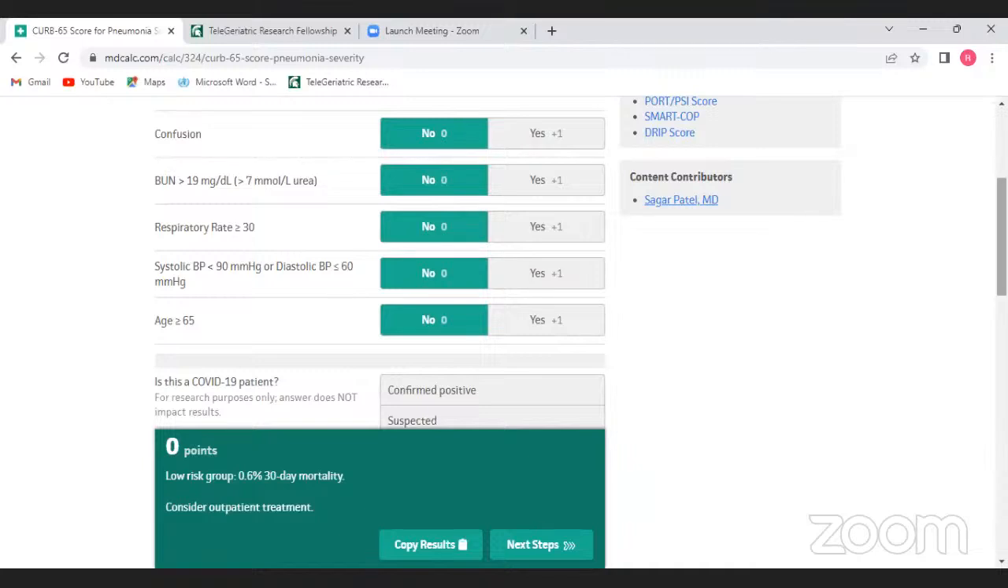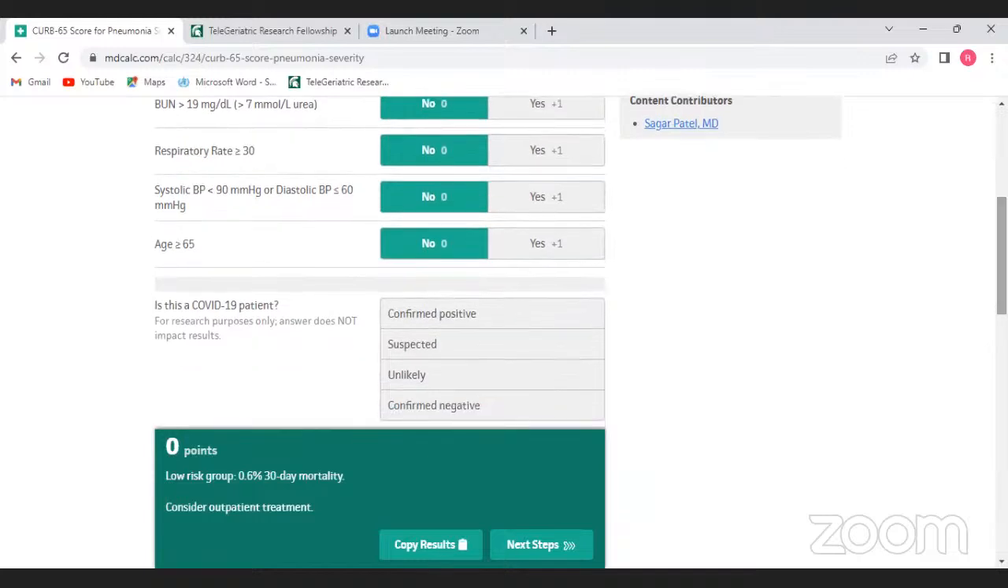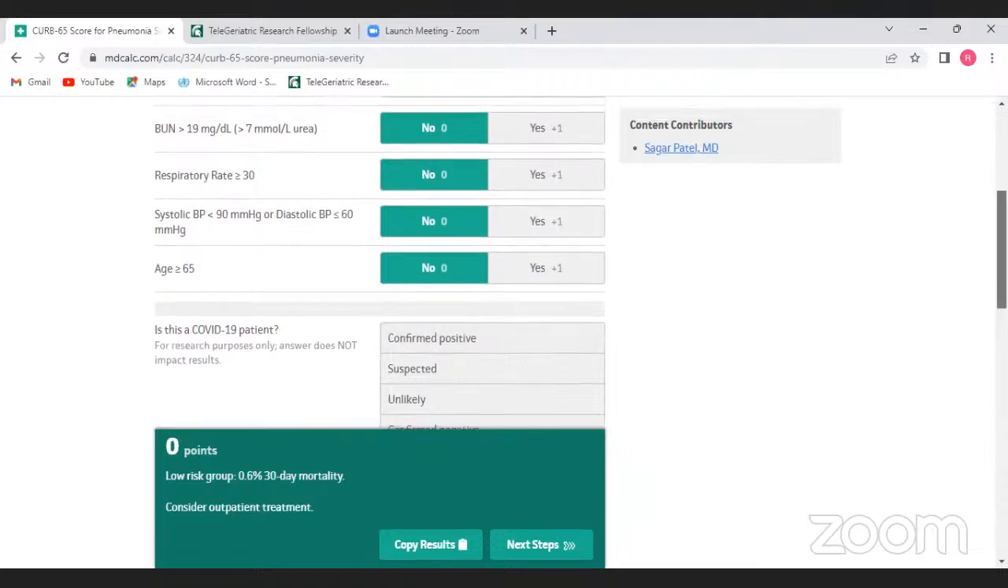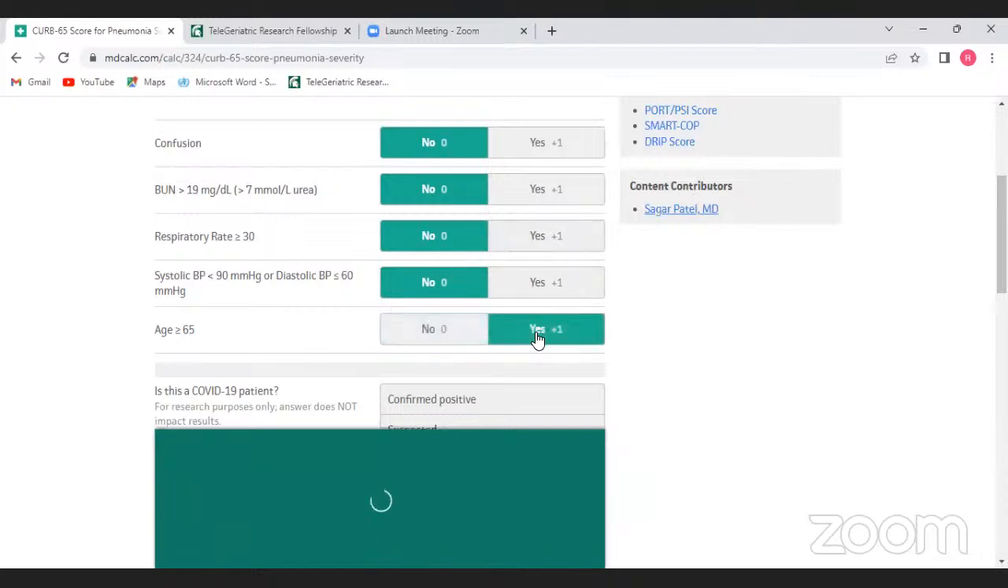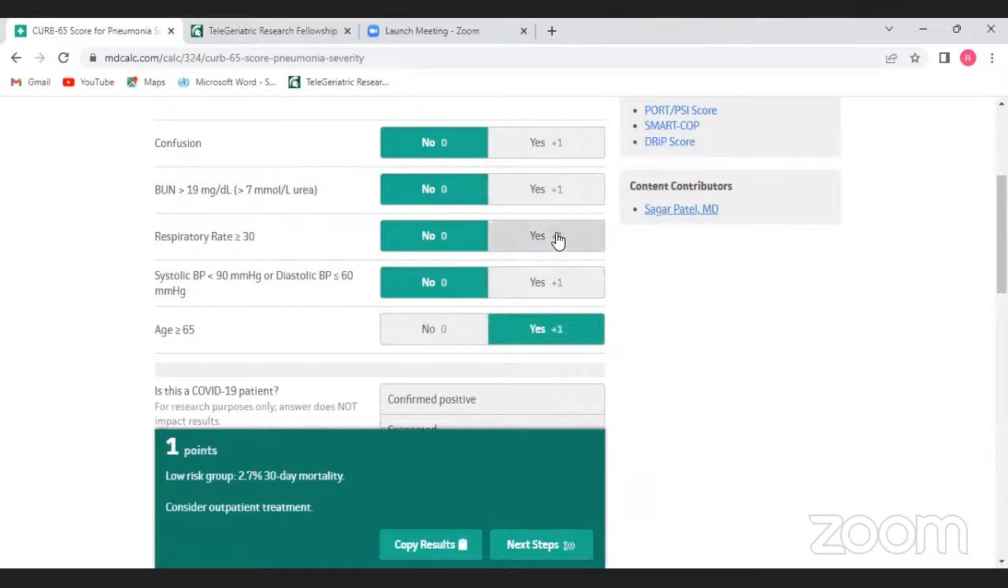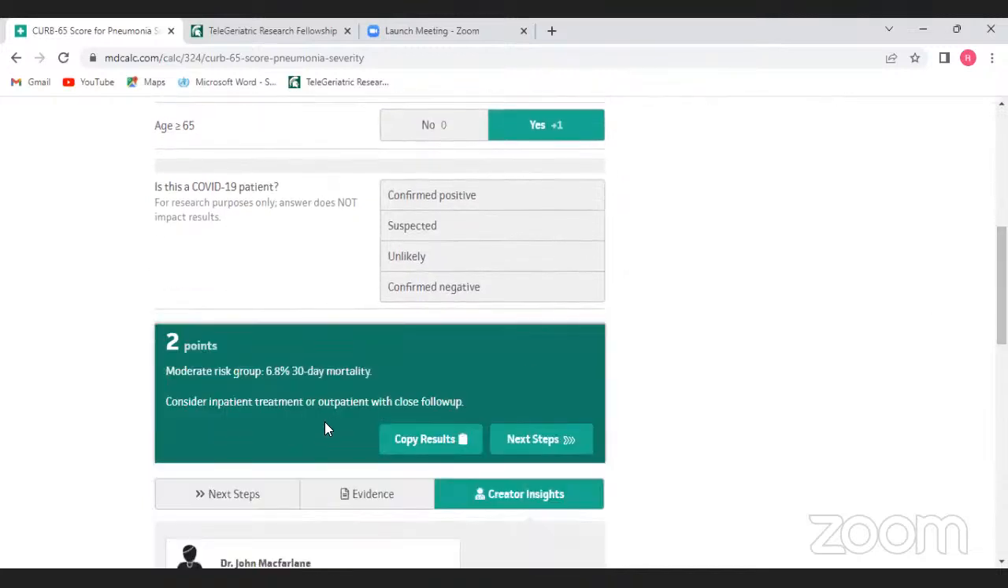We have here some questions about COVID. It will not affect the results, it's just for research. If we have a patient who is 65 and has a respiratory rate of 30, this puts the patient in the moderate risk group, 6.8% 30-day mortality. Consider inpatient treatment or outpatient with close follow-up.